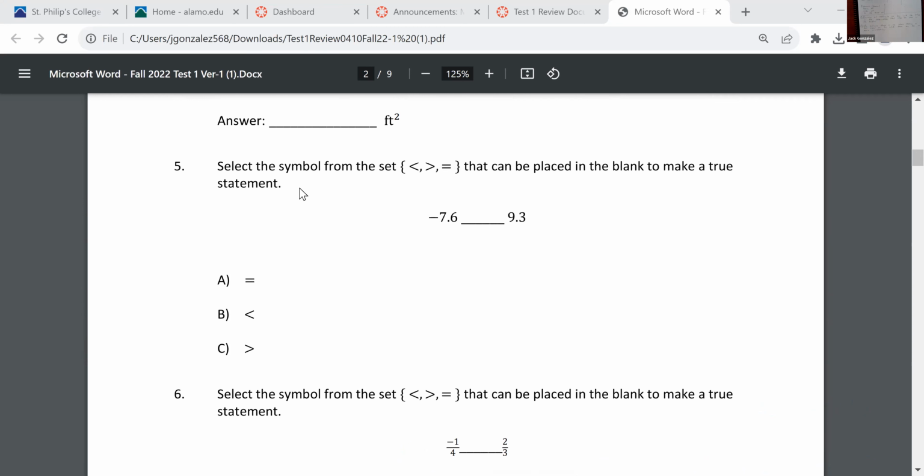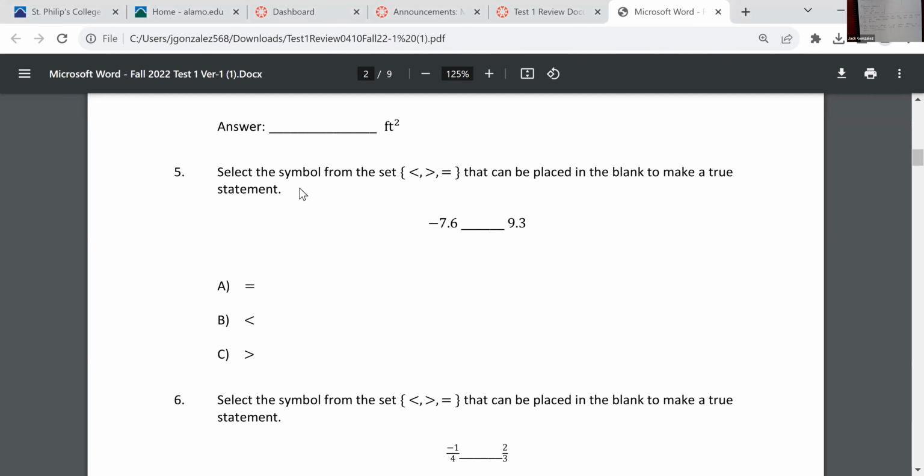Which one's smaller? The negative 7.6. Yeah, once you think about it this way, the more negative it is, the smaller it is. The bigger the negative, the smaller the number. That's the easiest way to keep yourself from messing it up. The arrow always points at the smallest one.